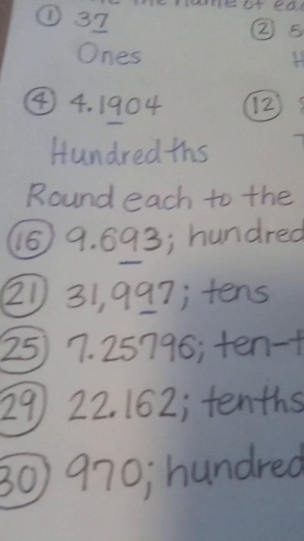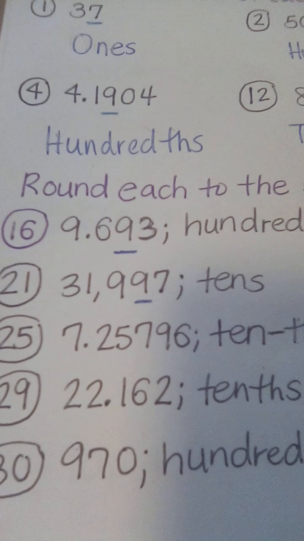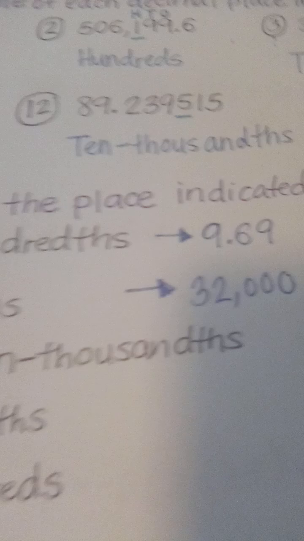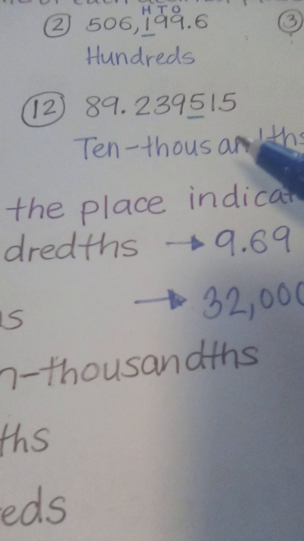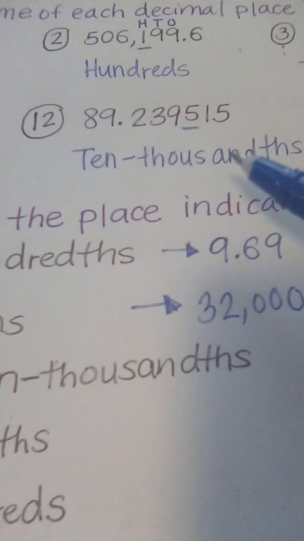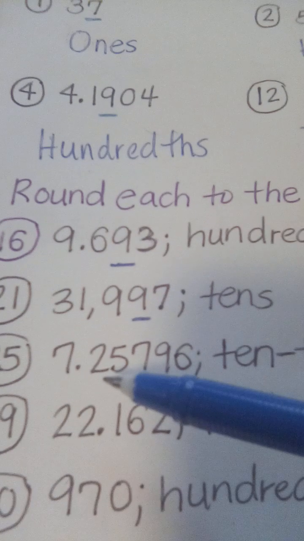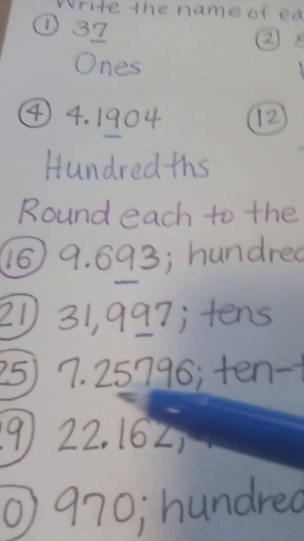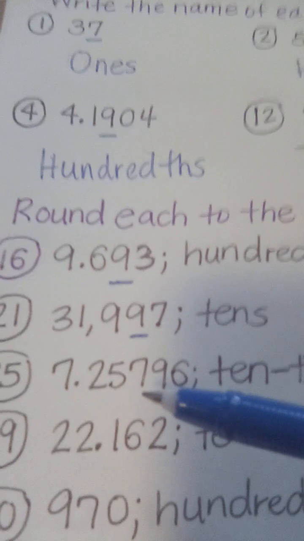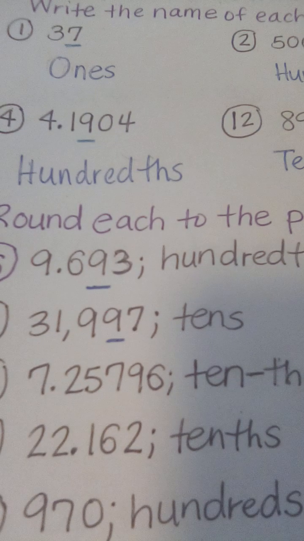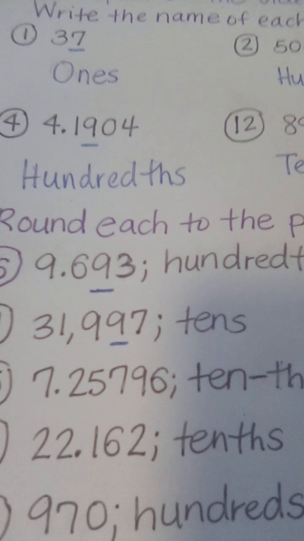Number 25, 7.25796. The place we're looking for is the ten thousandths, okay? Remember back in number 12? It gives you a clue where the ten thousandths is at. Is it on the first number? Is it on number 2, number 5, number 7, or number 9? If you said number 9, you're correct.